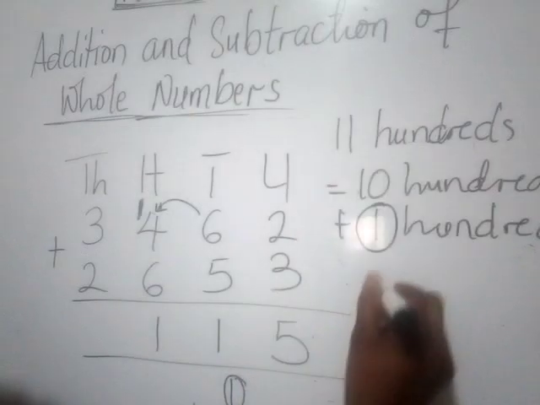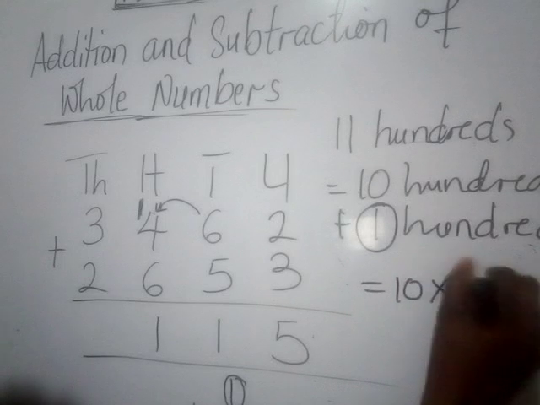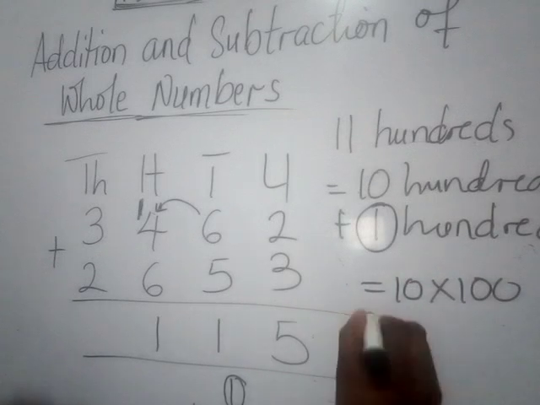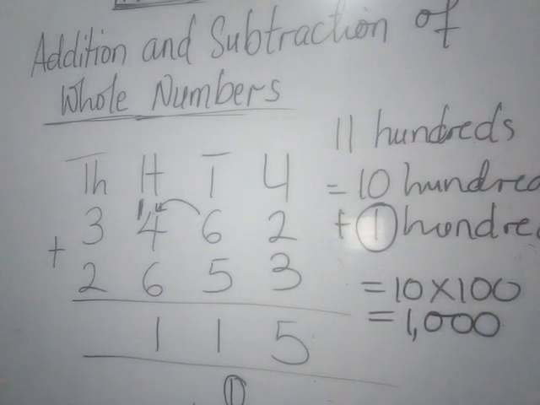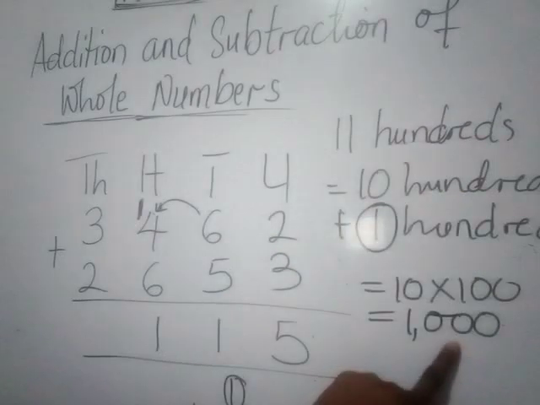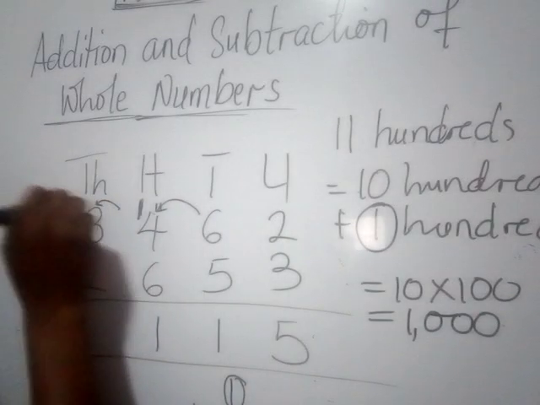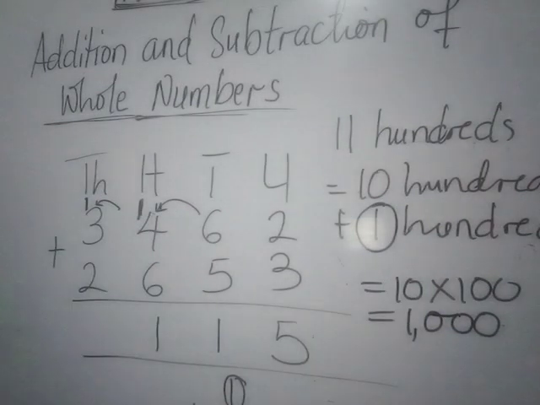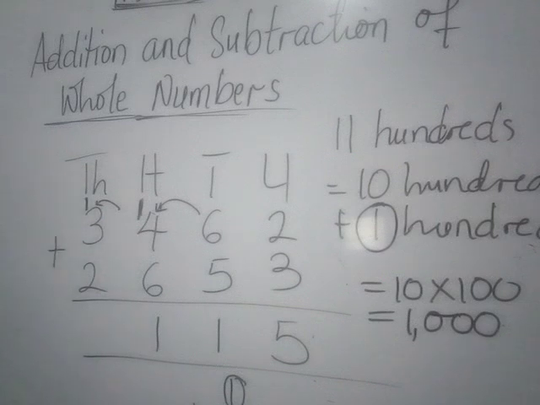But what happens to the 10 hundredths? Now 10 hundred means 10 in 100 places, that is 10 times 100. And 10 times 100 is equal to what? 1000. So that 10 hundredths becomes just 1000. We move it to the column of 1000 as 1000. Okay, I hope it's getting clear. So we add it to what we have under the column of 1000.